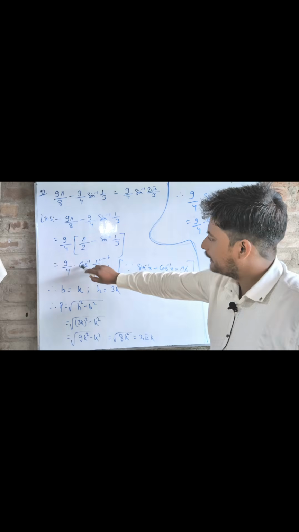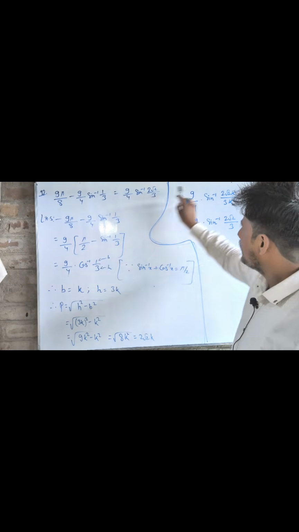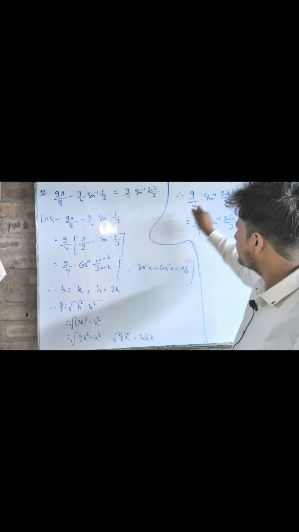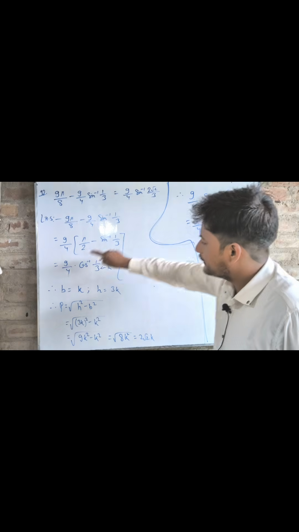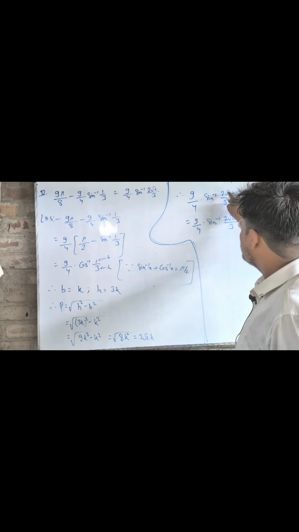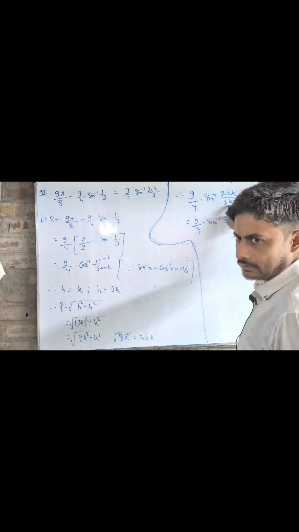Okay, and again we take this value 9/4, and instead of cos inverse 1/3 we can write sin inverse, since cos theta is equal to b by h and sin theta is equal to p by h, so here we use the value of p and here the value of h.